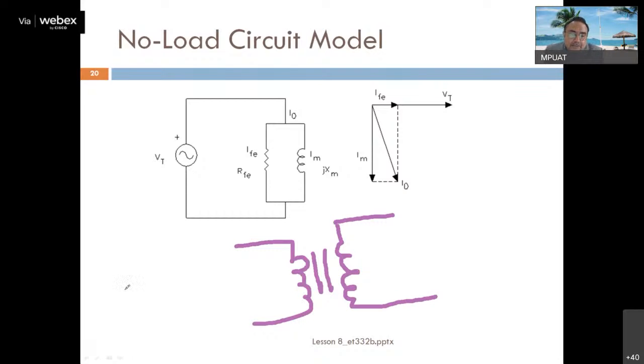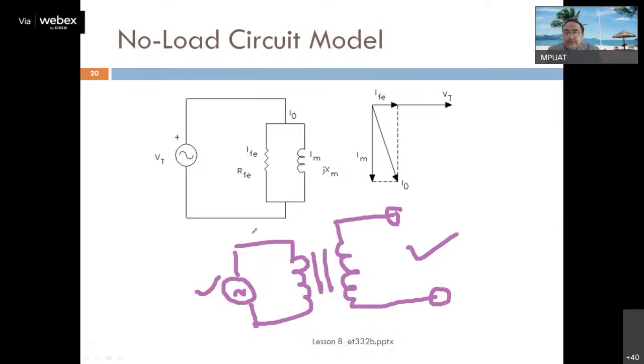This is my transformer. This is the primary and this is my secondary. Now I am applying an AC voltage source, and I am keeping the secondary open. So what will happen in the no load circuit? This is called the no load circuit of a practical transformer. Now I am not talking about an ideal transformer. I am talking about a non-ideal transformer, that is a practical transformer.